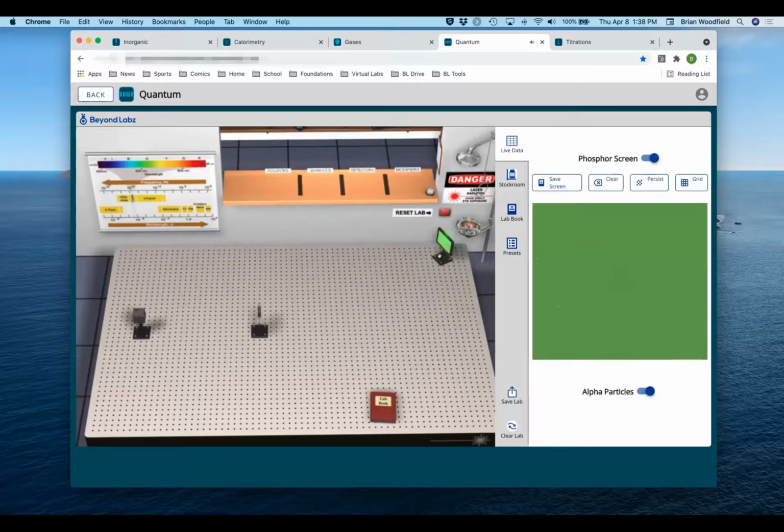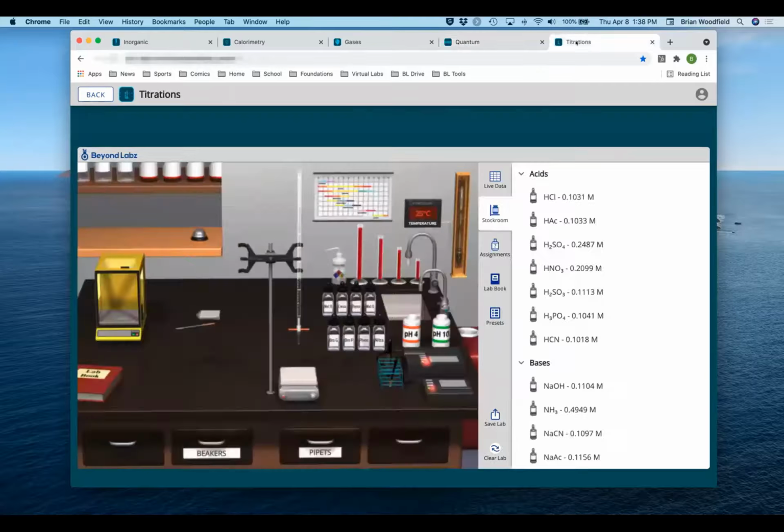So move it over here, can move it here. You can go into persist mode and save where these hit. And so all of these experiments are possible. And so of course we've also got titrations and working on that one.